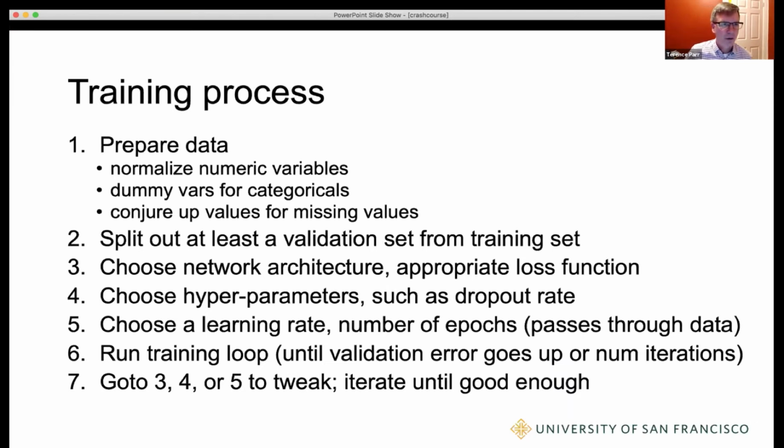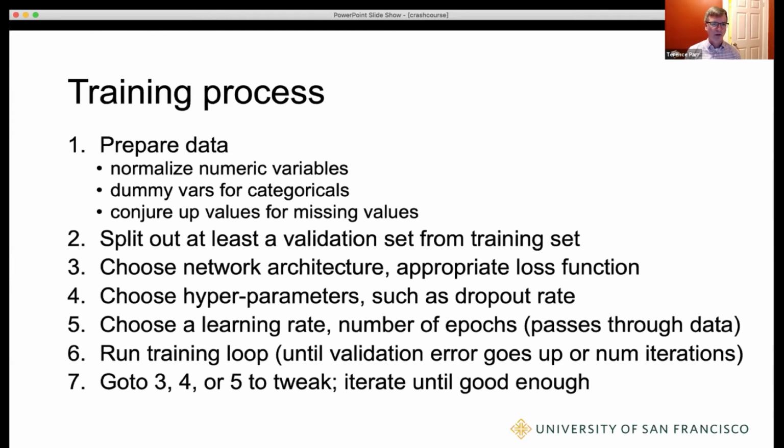Okay, so I thought I would just kind of summarize the process you're going to go through to train a model. This is obviously just a simplified version of things, and I'm sure I'm leaving something important out here. First thing we do is prepare our data. This is assuming we have the data and we've cleaned it up. The basic procedure, once we have decent data, is normalize all those numerics, get the dummies, and impute values for anything missing. And then, as we discussed, at the very least, we need a validation set.